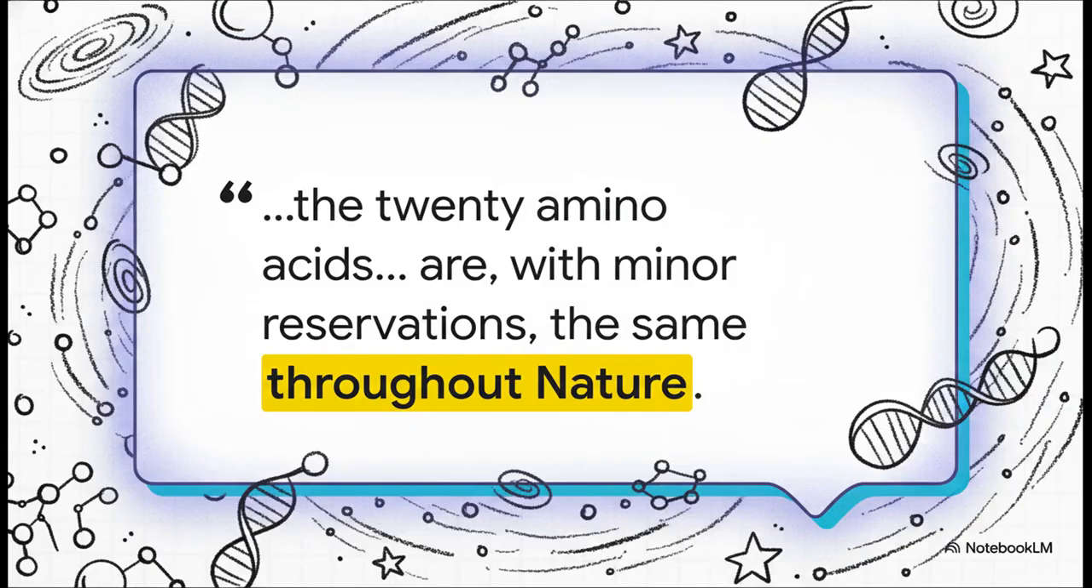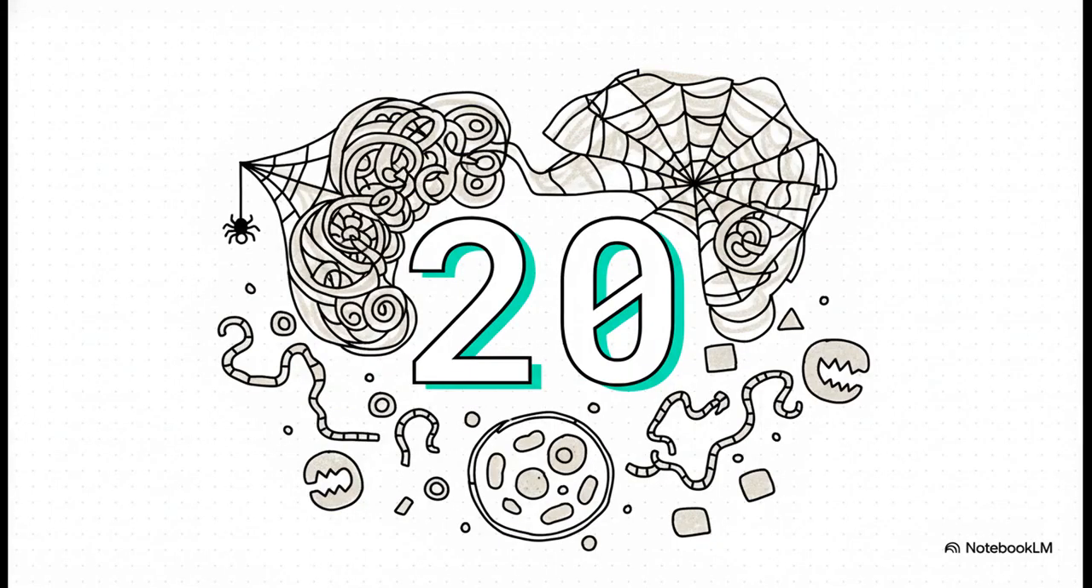Let's just start with this idea from Francis Crick, one of the guys who helped crack the code of DNA. What he's saying here is just incredible: that these 20 little molecules are basically the same everywhere, in every living thing. It's a simple thought, but it's got huge implications. Just let that sink in for a second.